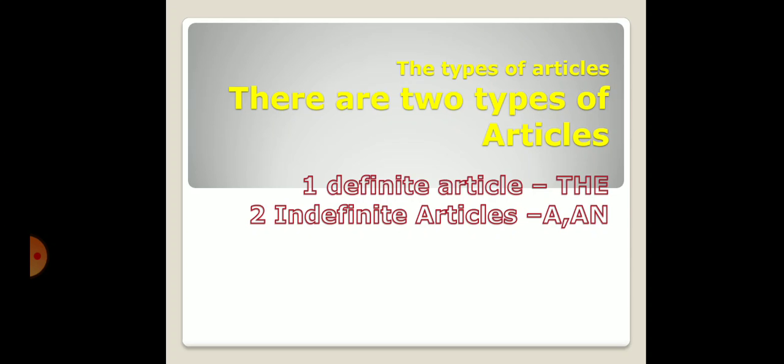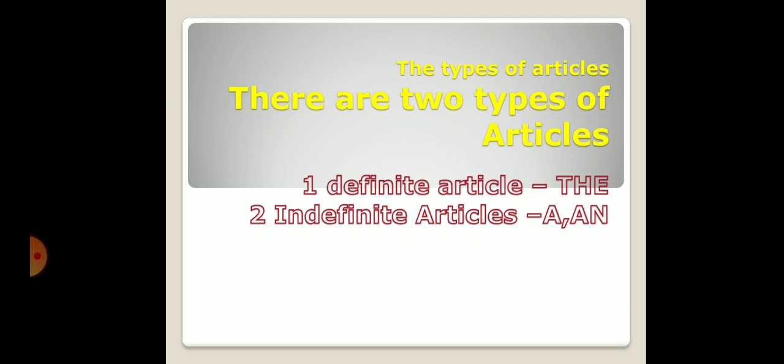Now come to the types of your articles. We know that there are 2 types of articles. These 3 words are classified into 2 groups. First type is called the definite article, that is the, and the second type is called the indefinite articles. For indefinite articles, you have 2 words. A and an are called indefinite articles. These are the 2 types of articles you have in your grammar section.